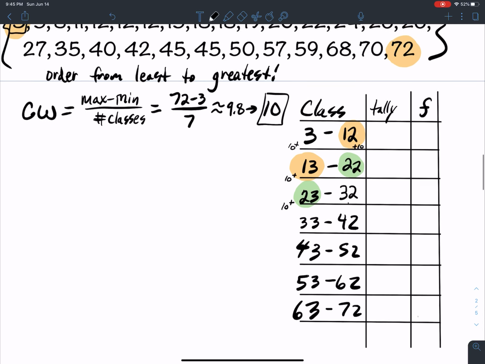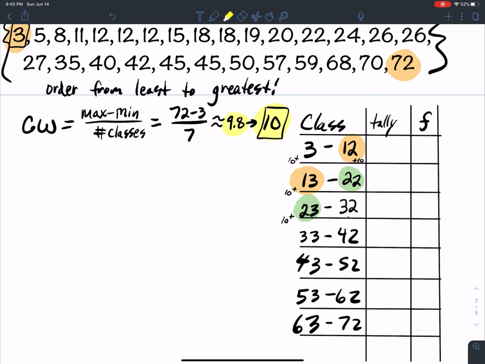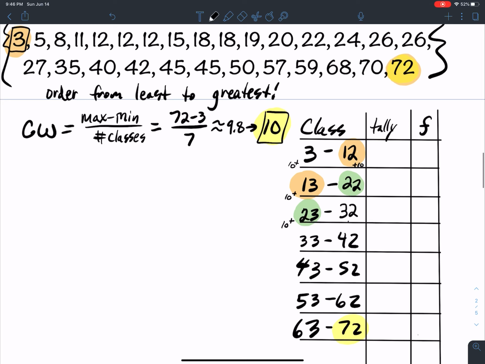The reason we round up is because if we had not rounded up and kept it at 9.8, when we would have gotten to the very end, we wouldn't have gotten big enough to get to the 72, and then that last data point would have been left out of our class. And then we would have had nowhere to put it. So that's the reason we do it, all right? So now we've got that.